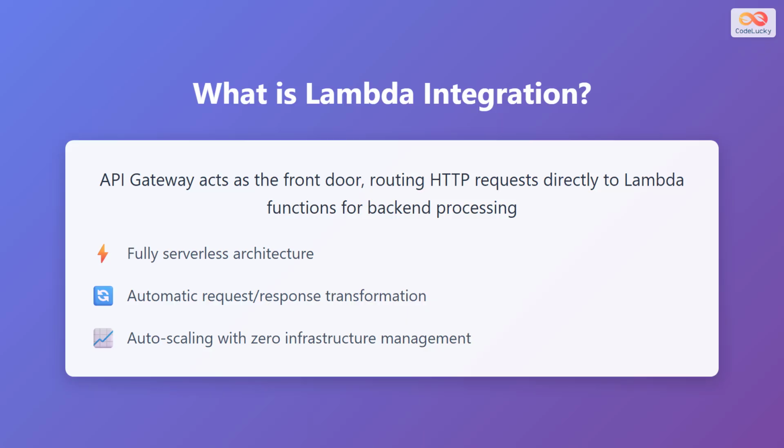The integration handles automatic request and response transformation, meaning data flows seamlessly between the client, API Gateway, and Lambda. With auto-scaling built in, your API can handle anywhere from one request per day to thousands per second, all without you having to configure or manage any servers.